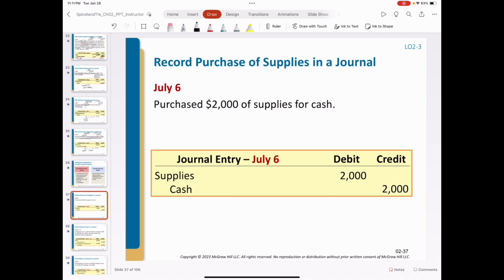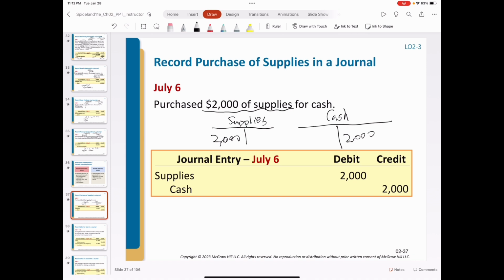On July 6th, purchase $2,000 supply for cash. Again, one more purchase. The assets purchased were supply. Similarly, the supply as an asset account increases by $2,000 because it is a purchase for cash, so cash decreases $2,000. We put the number on the right.